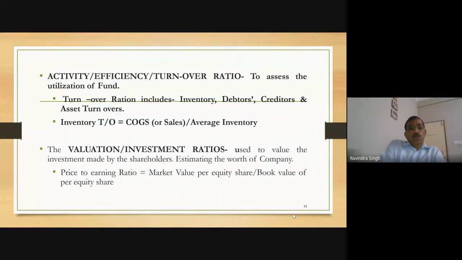Activity, also known as efficiency, also known as the turnover ratio. So these ratios are taken for different turnovers. That may be your inventory turnover, debtors turnover, creditors turnover, asset turnover, etc. So I have taken the formula for inventory turnover. Similar is it for all. COGS, cost of goods sold, or sales, divided by the average inventory. Likewise, average debtors value, average creditors, etc. So that is the turnover ratio.